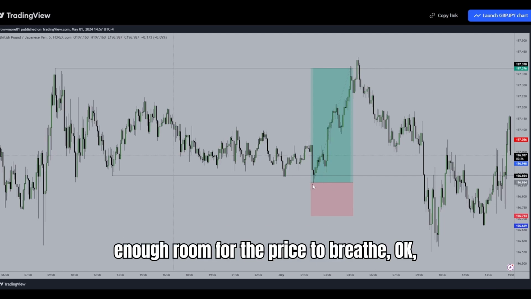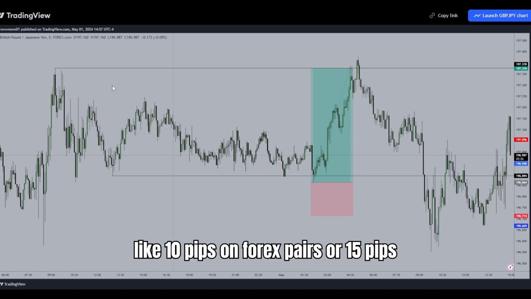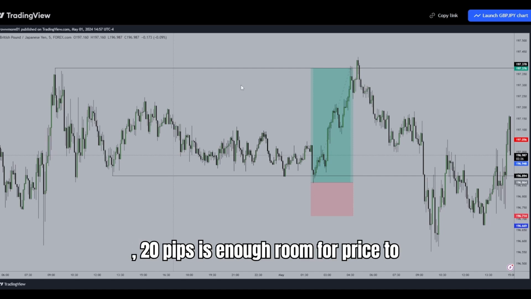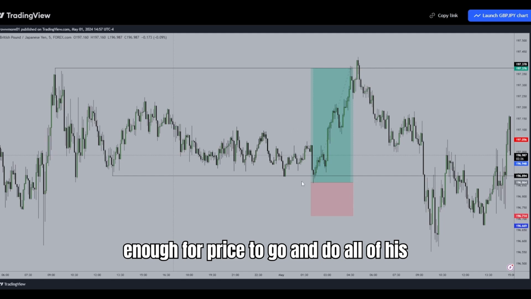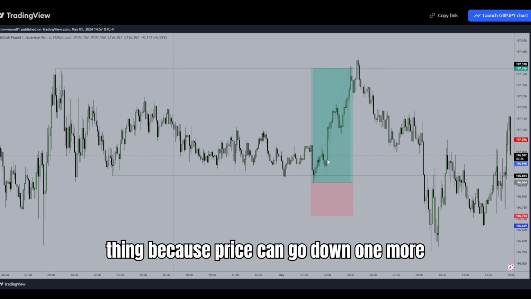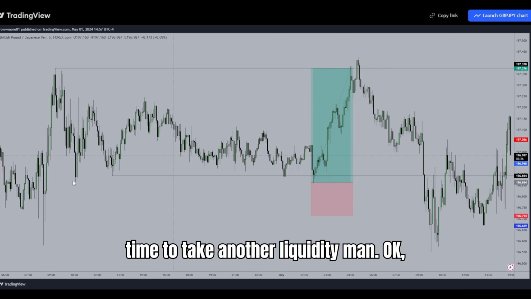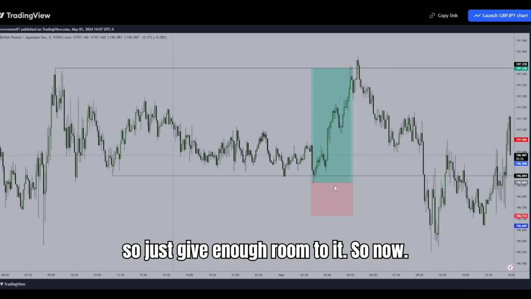But if you give enough room for the price to breathe, like 10 pips on forex pairs or 15 pips, 20 pips is enough room for price to move around. It's enough for price to do all of its thing, because price can go down one more time to take another liquidity. So just give enough room to it.